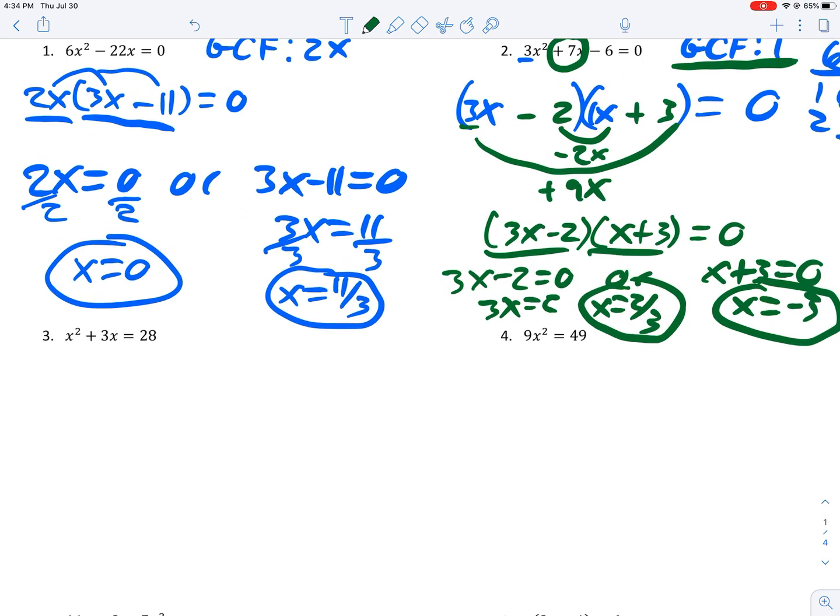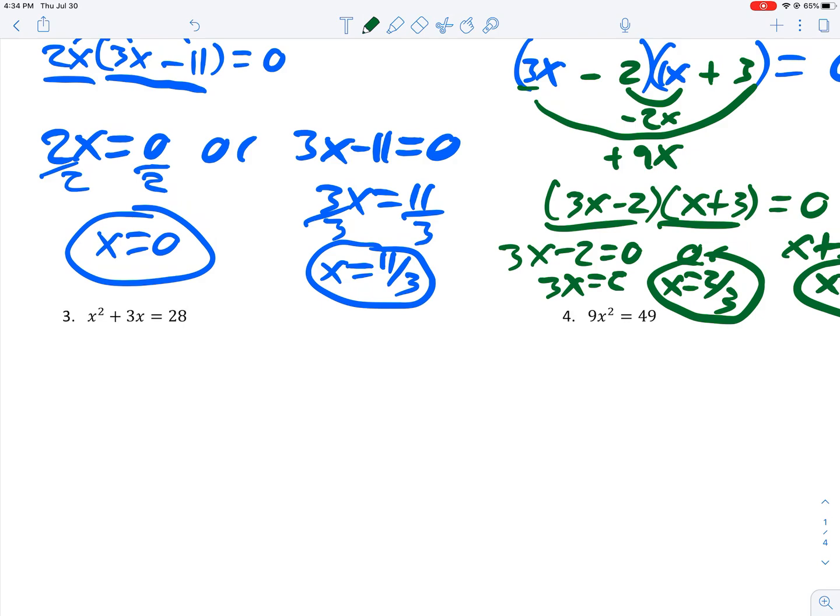So now if you look at example 3, it's different than 1 and 2 because it's not equal to 0. And that's going to happen sometimes. So I'm going to move the 28 over by subtracting it from both sides. Now you might wonder, well, why didn't you move the other 2 over?